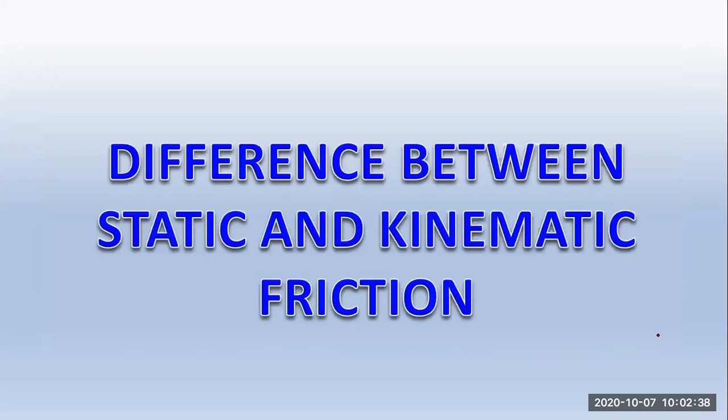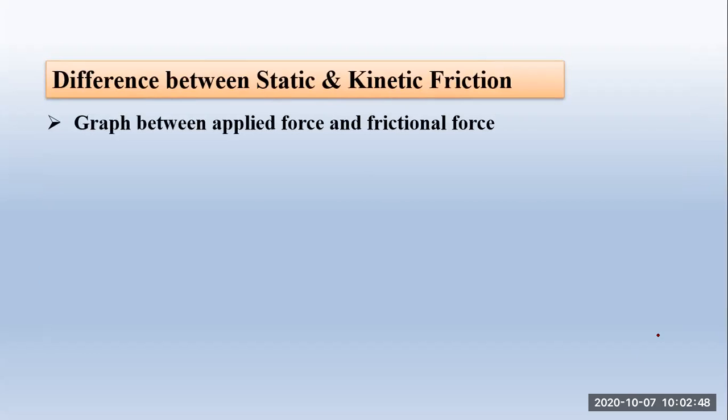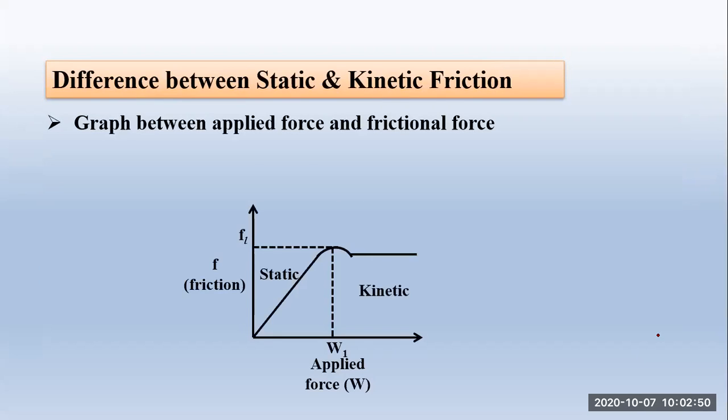Now, the difference between these two, static and kinetic friction. We will see with the help of a graph. You can see this is the friction force and this is the applied force. As we increase the applied force, the static friction will also increase. The static friction is always equal to the applied force. So these two are equal, and this angle will be 45 degrees in that case.